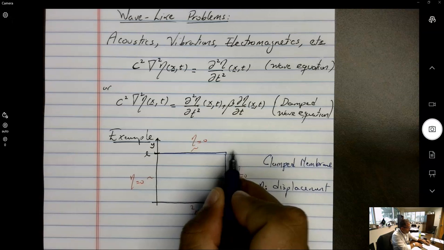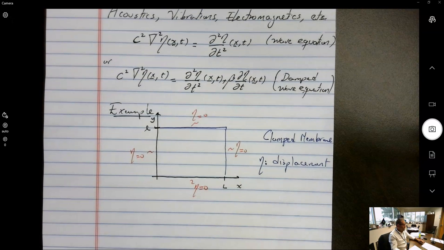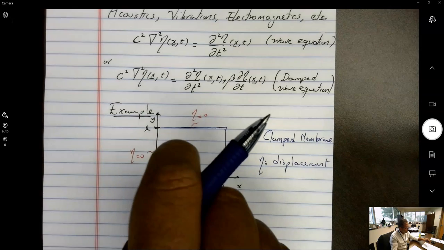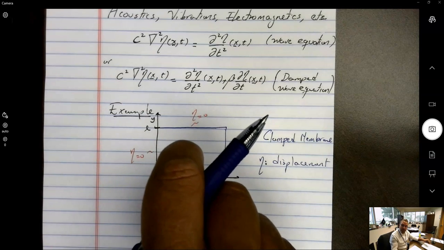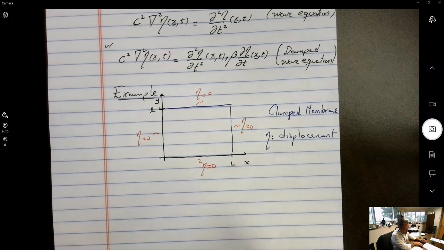So we don't allow any displacements on the perimeter because it's clamped. And then what happens when we intervene here? With an initial condition, either an initial deformation, where we hold it at a non-equilibrium point, or an initial velocity, for example, we tap it with an initial velocity.